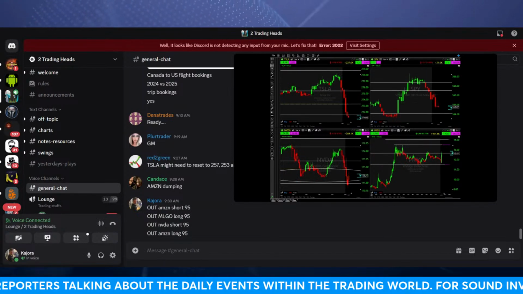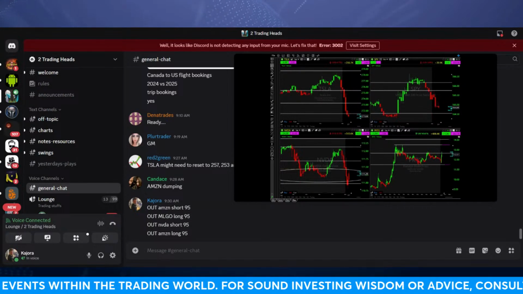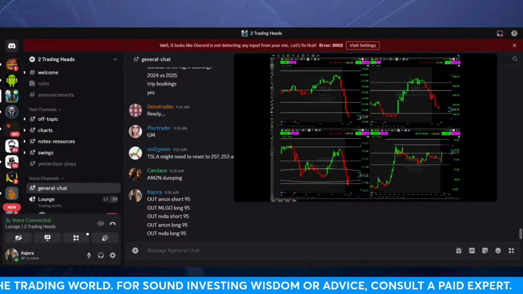Take some profit off your Tesla. You want to pull through here, pull and pull. Nice dump on PDD. Apple is coming down to support.